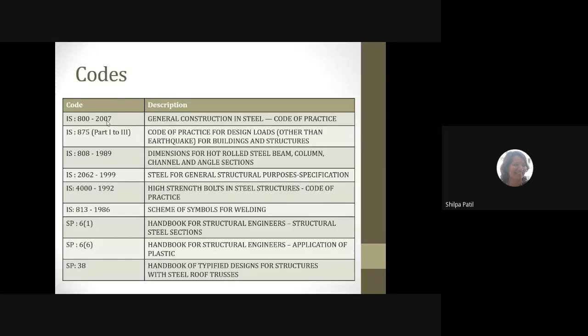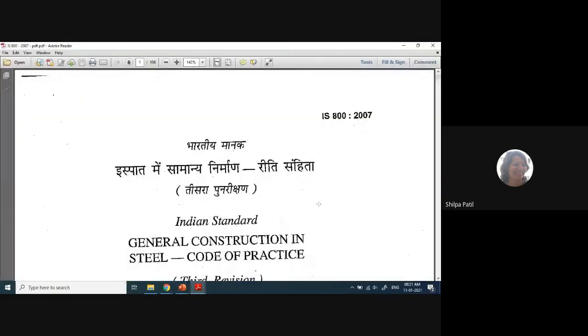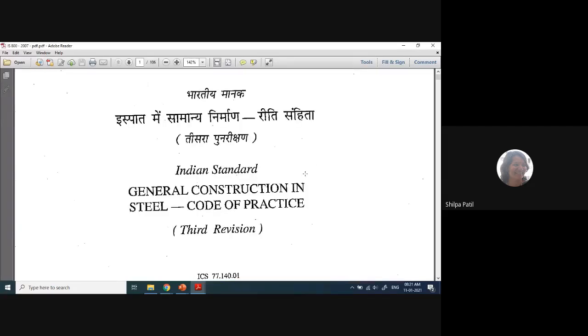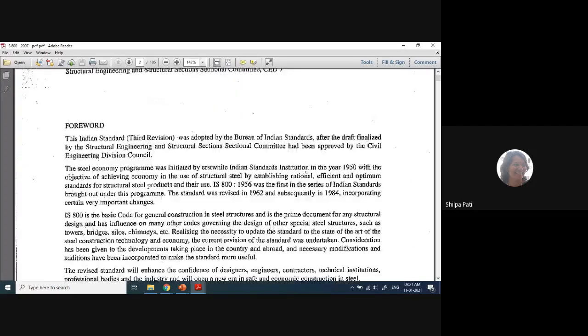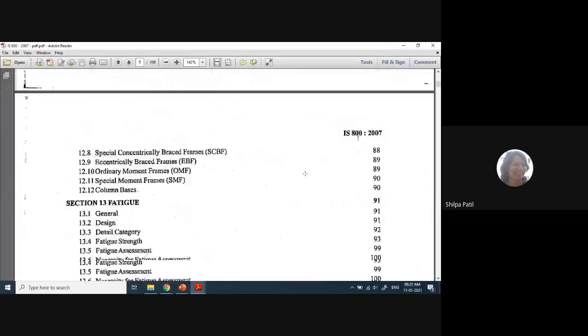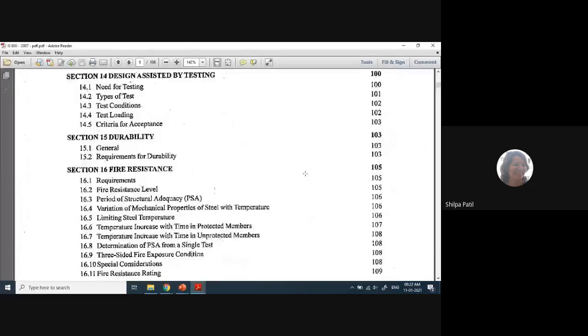So I will quickly show you IS 800 now. This is IS 800, General Construction in Steel, Code of Practice. I will show you each and every page here because all these pages are important. I will just show you the index first.